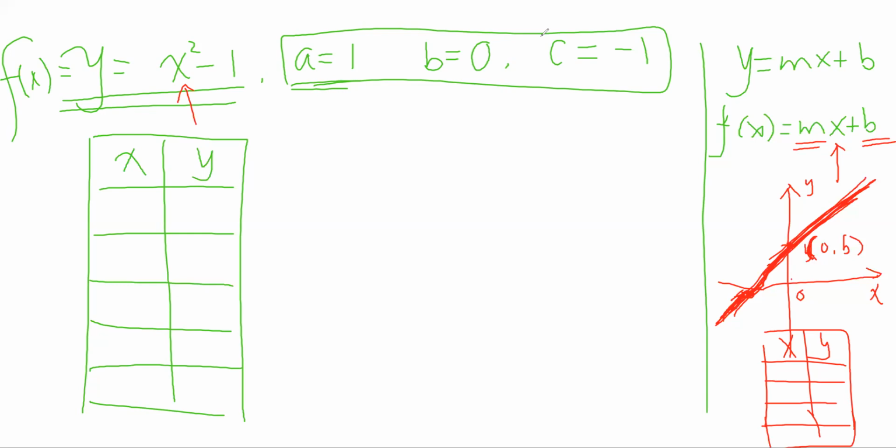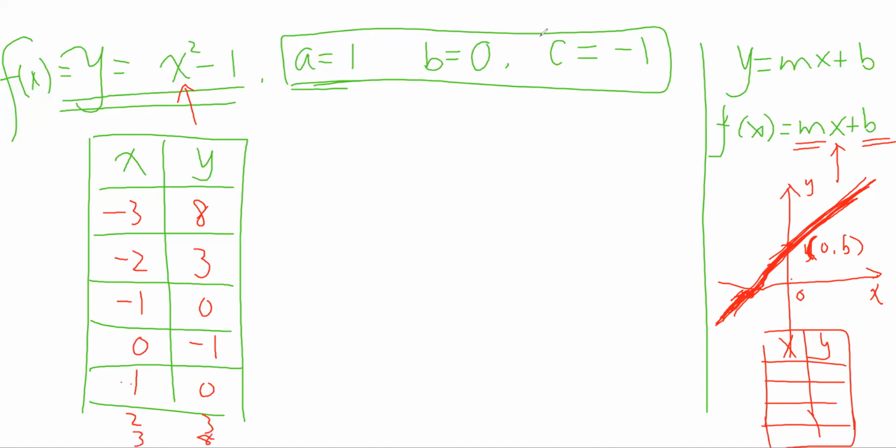Okay, so firstly, we say x equals -3, y equals 8, right? When x is -2, y equals 3, right? When x is -1, y equals 0. And when x is 0, y is -1. And when x is 1, y equals what? 0, right? When x is 2, y equals 3, when x is 3, y equals 8.